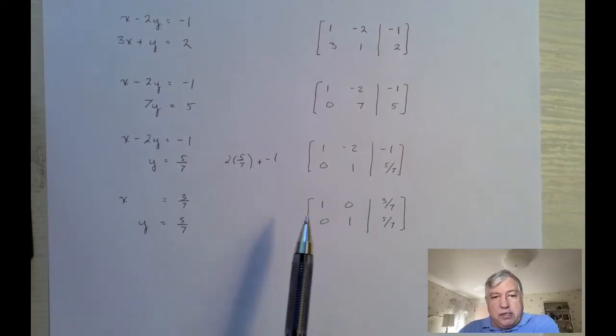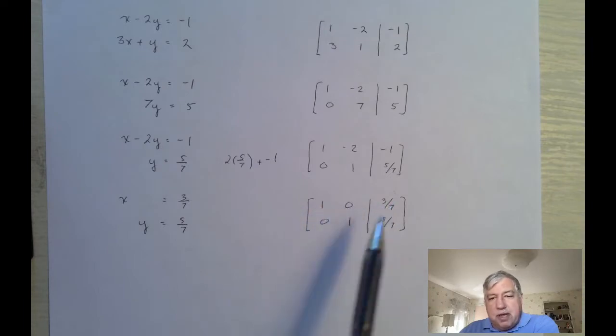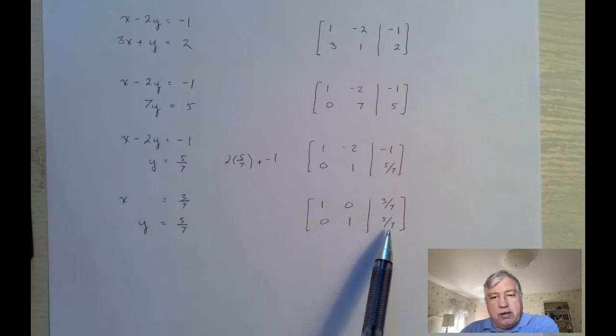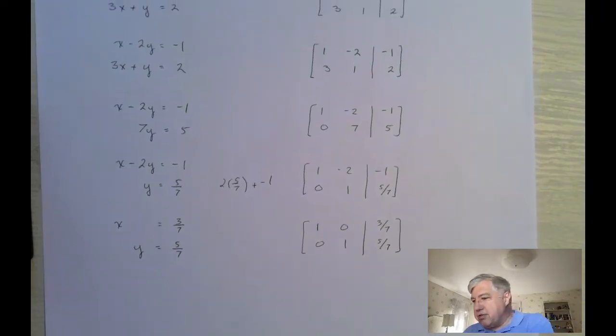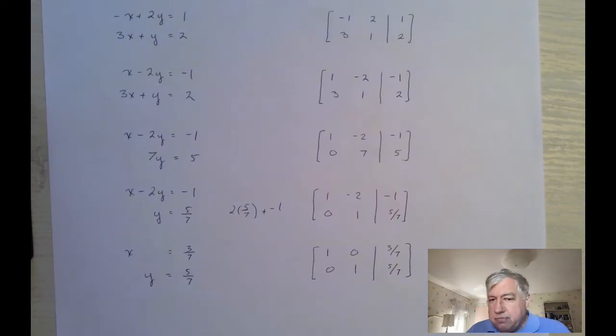And this basically says 1x plus 0y equals 3/7. 0x plus 1y equals 5/7. And that's the solution to this system. You can check this out as it works.